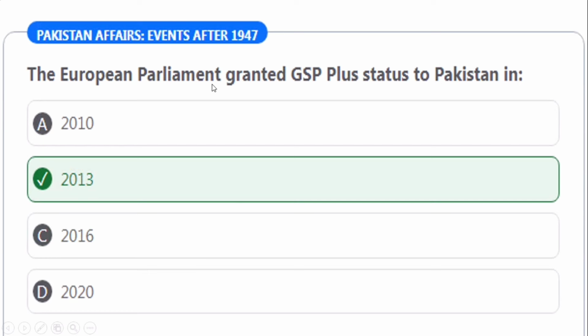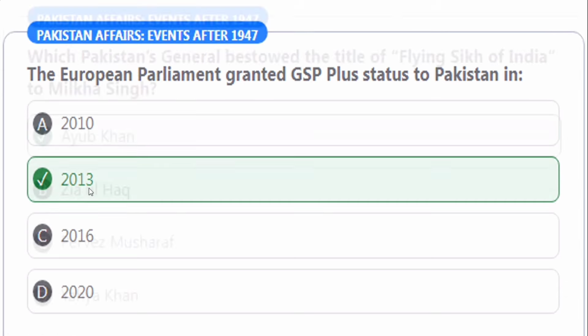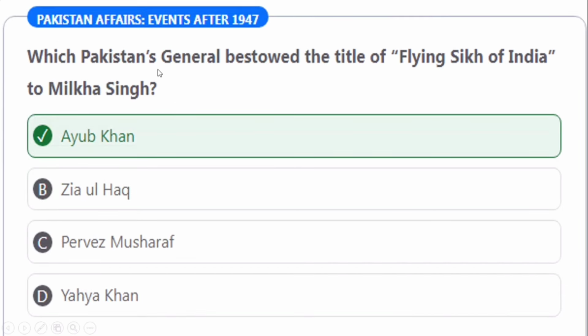1923. The European Parliament granted GSP plus status to Pakistan in which year? Right option A, B number 2013. Which Pakistan's general bestowed the title of Flying Sikh of India to Milkha Singh? Right option A, A number Ayub Khan.